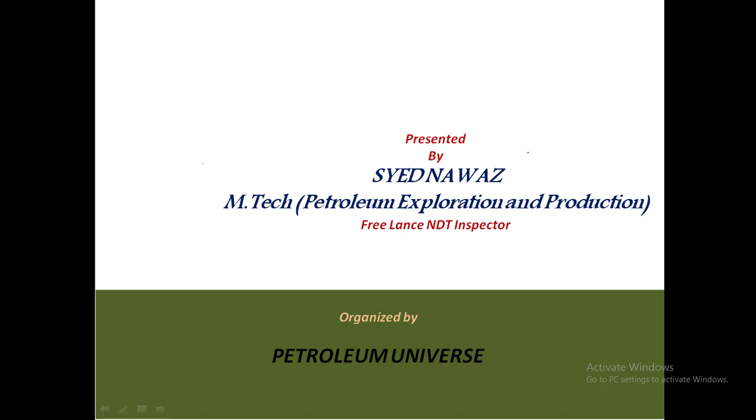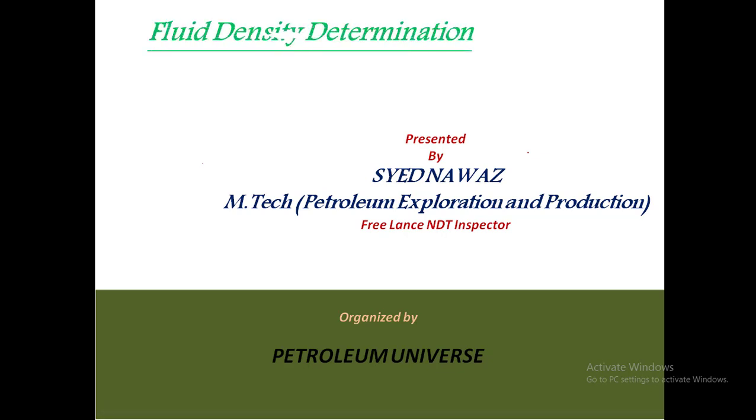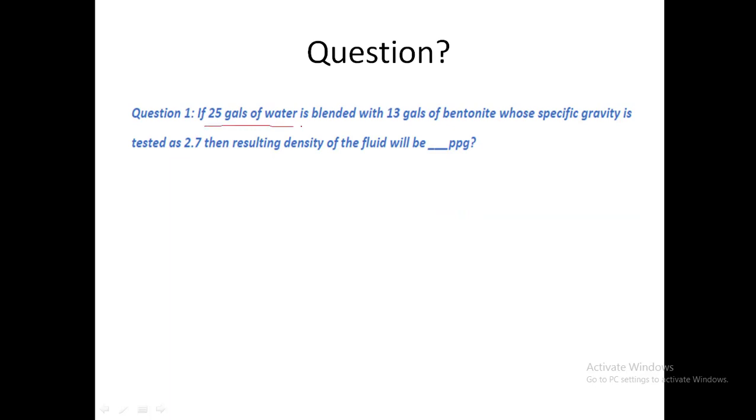So in today's video, as you can see on the screen, we are going to see about fluid density determination. This kind of question in the GATE exam appears most often. So let us quickly see the question. If 25 gallons of water is blended with 13 gallons of bentonite, whose specific gravity is tested as 2.7, then the resulting density of the fluid will be, we have to find out in terms of ppg.